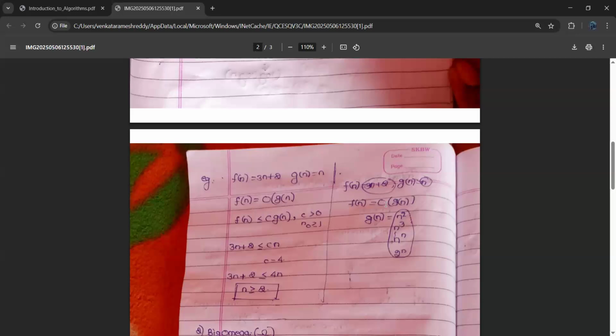In the same way, n square, n cube, and so on, n power n and 2 power n, these also satisfy this condition. So by taking those conditions, it will always satisfy the given condition. So this is what the big O notation is.